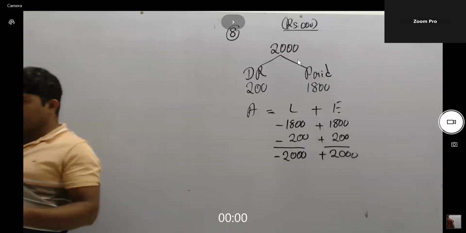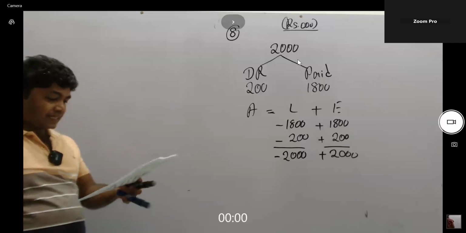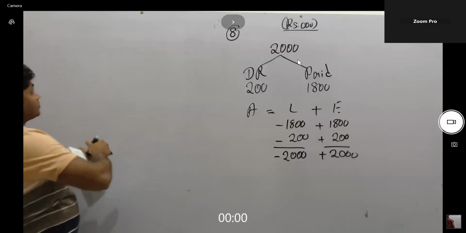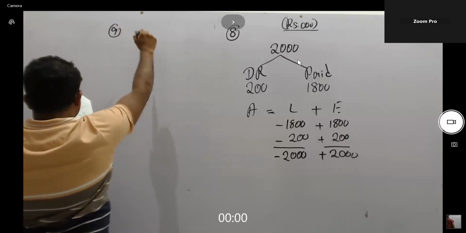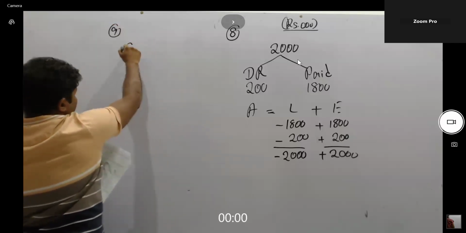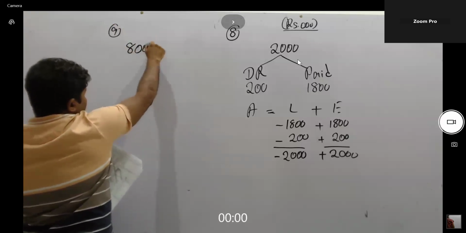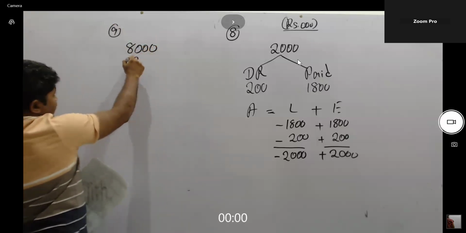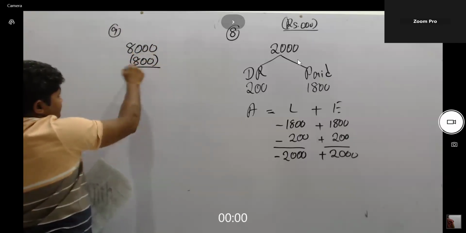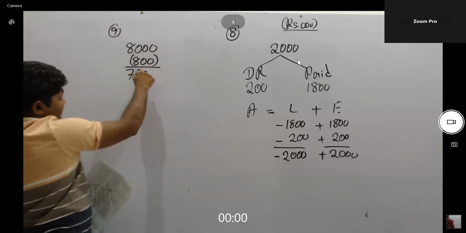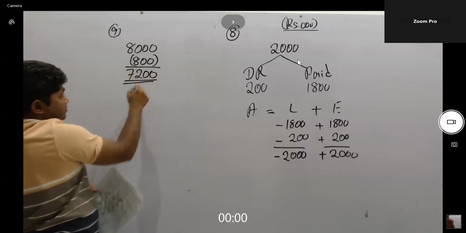Discount mainly can be divided into two parts, cash discounts as well as trade discounts. Right, question number 9. List price is given, think the transaction is a credit purchase. List price 8,000 and trade discount 10%. Based on this value, 10% equals 800. Therefore, this value should be considered as a credit purchase.